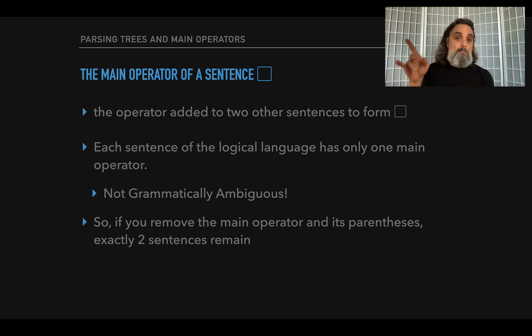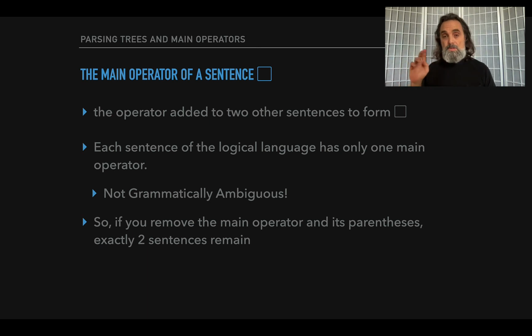And because our language is not grammatically ambiguous, that means that each sentence of our language has only one main operator. And that means if you remove the main operator and its parentheses that come with it, you're going to have exactly two sentences, the sentences that you added the conditional with to build the thing you're looking at.